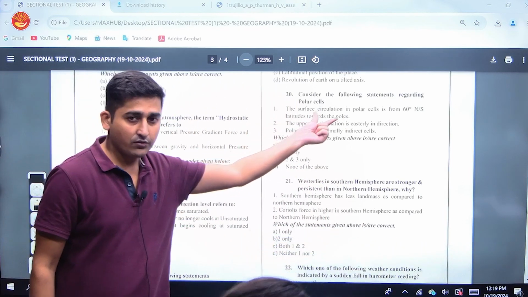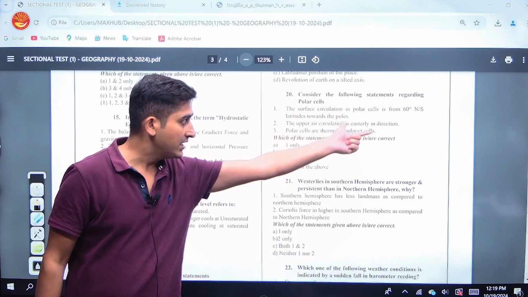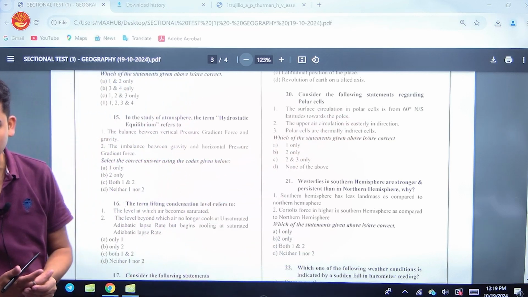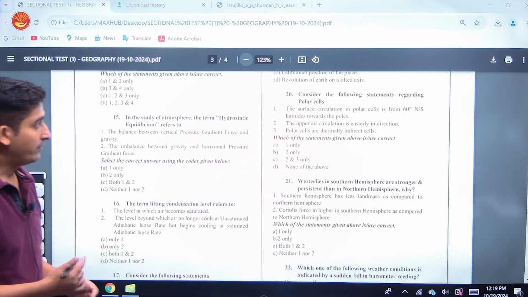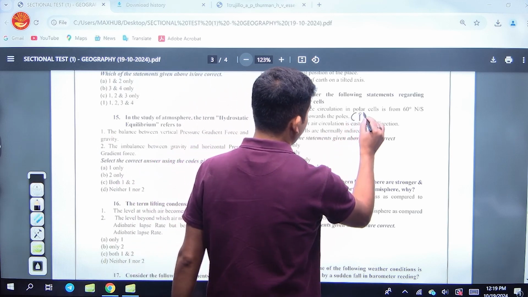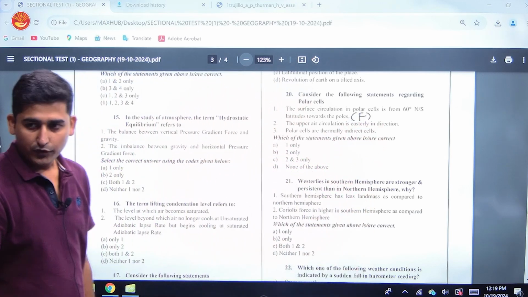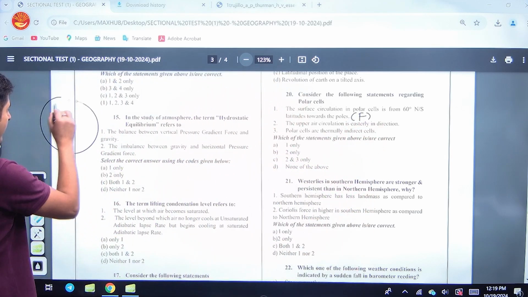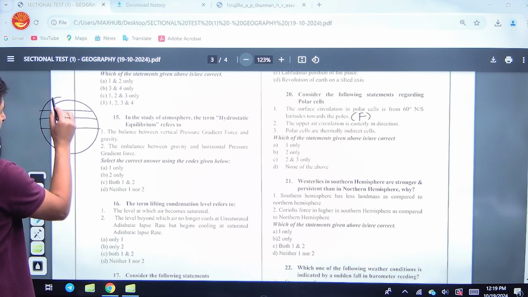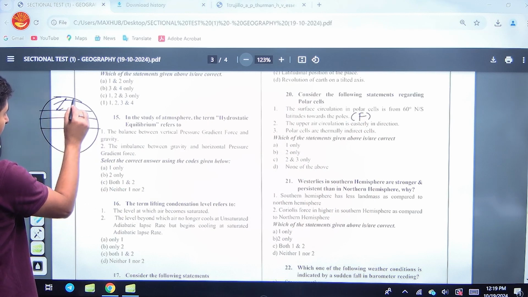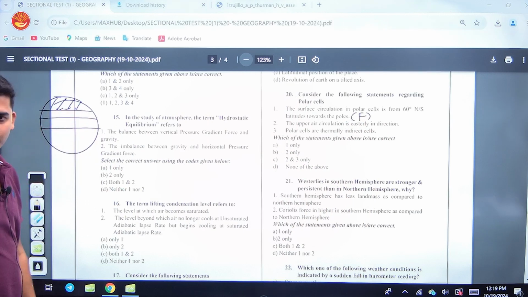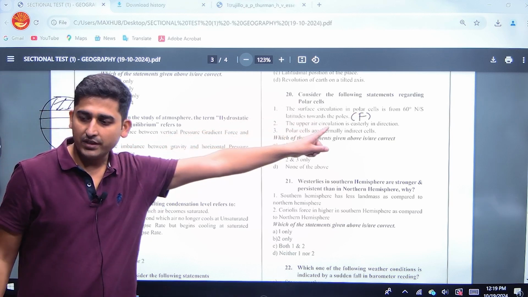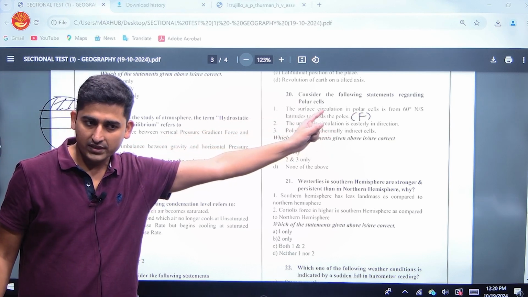The surface circulation in polar cells is from 60° north or south latitude towards the poles. False. It is false. If you remember the polar cell, there were easterlies. That was from the poles towards the 60° north or south. It is giving you the statement in reverse. It is telling you the reverse circulation.